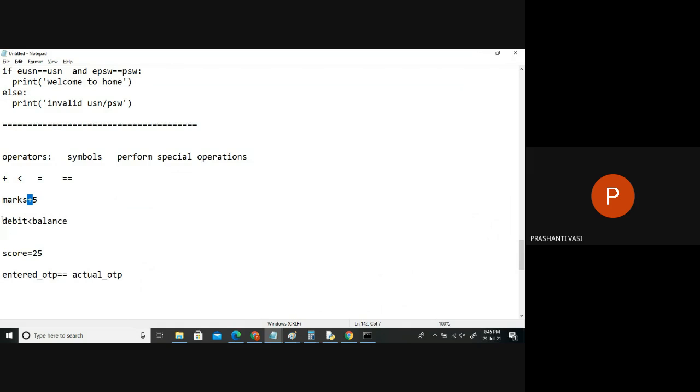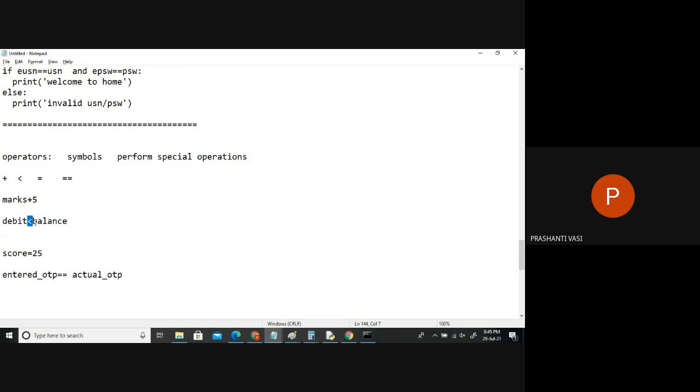If you want to check before debiting, to get some money from the bank, we have to check that the debit amount should be available in the account. So we have to check, is it less than the balance amount or not? Only then we can do some debit on this. So what are we doing for checking the amount?